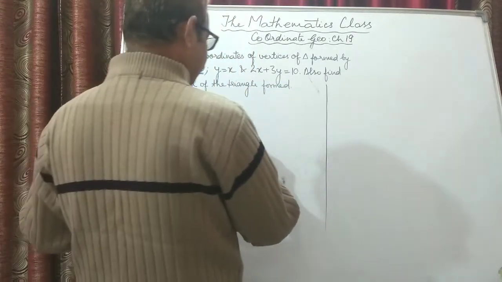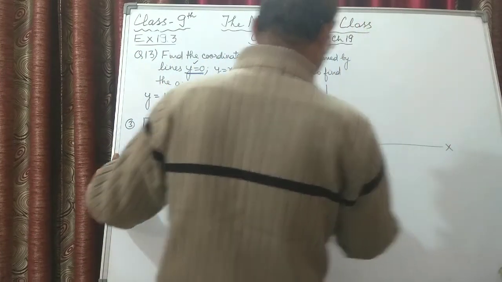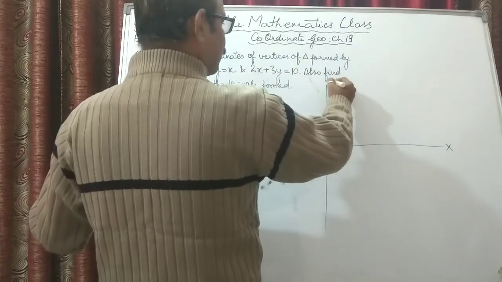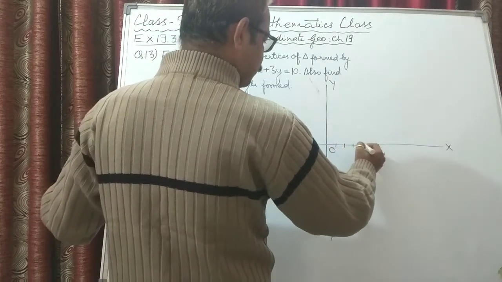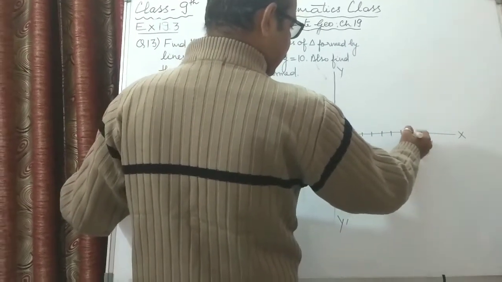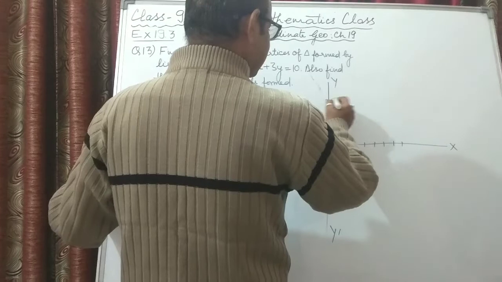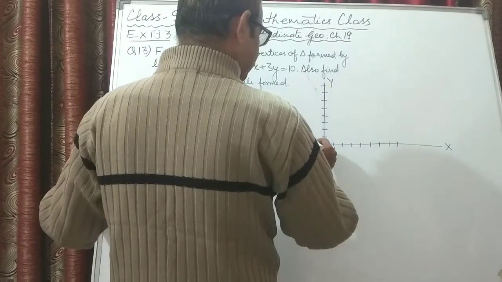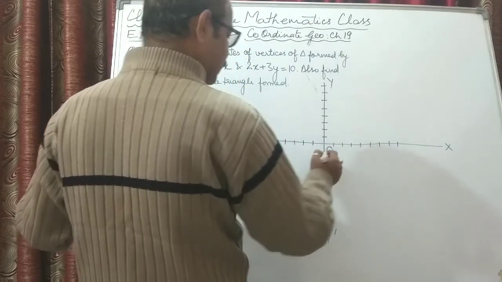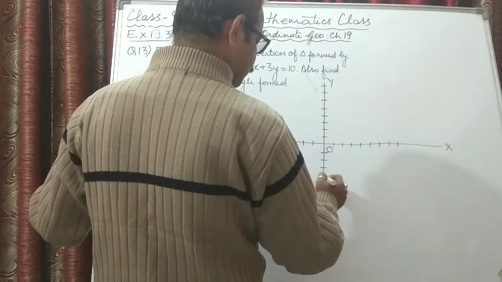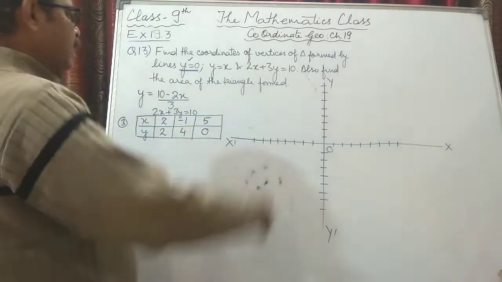This is my y axis and this is my x axis. X O X dash, Y O Y dash. 1 2 3 4 5 6 7 8. 1 2 3 4 5 6 7 8. Minus 1, minus 2, minus 3, minus 4, minus 5, minus 6, minus 7, minus 8, on both axes. Now this is my graph paper.